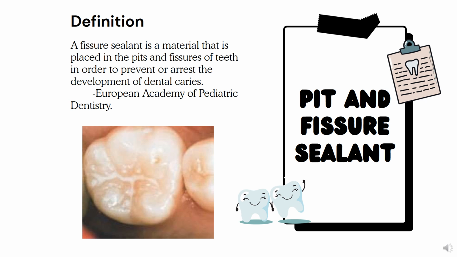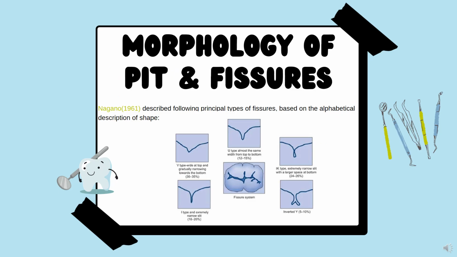Now tell me, what are the other preventive procedures we use in our dentistry? It's nothing but atraumatic restorative technique, which is called ART, PRR, preventive resin restoration, and topical fluoride application, which will give 1.23% APF gel. Okay. So this definition of fissure sealant was given by European Academy of Paediatric Dentistry. So remember students, pit and fissure sealant is a preventive procedure.